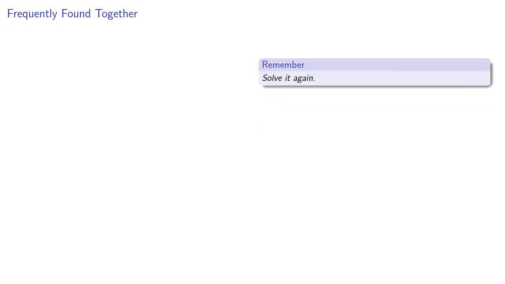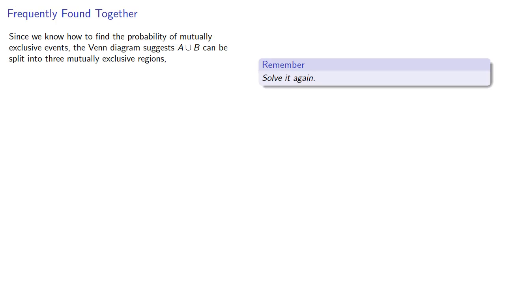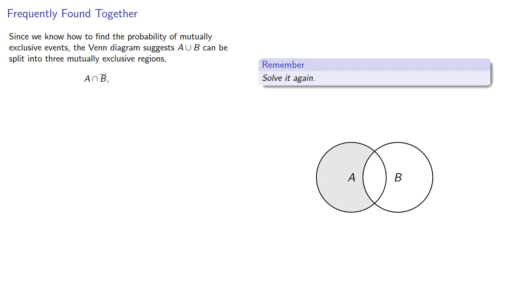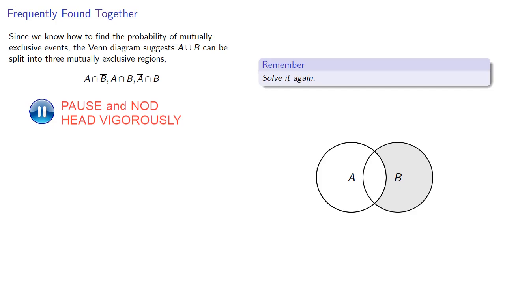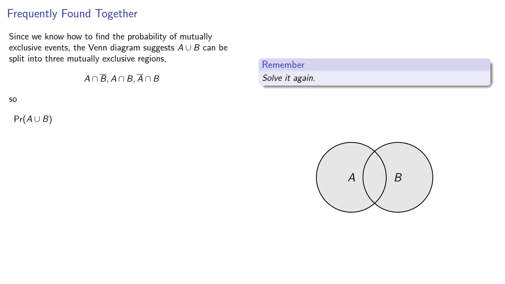Again, to really understand something, solve it again. Since we know how to find the probability of mutually exclusive events, the Venn diagram suggests A union B can be split into three mutually exclusive regions. The part that's in A and not in B, the part that's in both, and the part that's not in A but also in B. And so this event A union B, we can write it as a union of mutually exclusive events, which means our probability can be written as that sum of the probabilities.